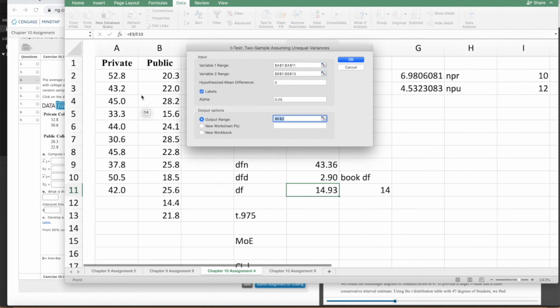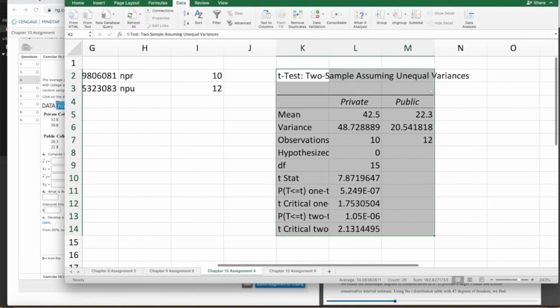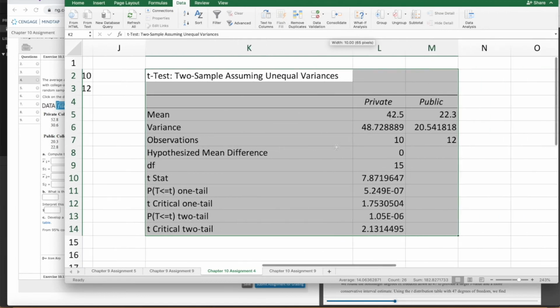I actually have the results preloaded in there, so it's just A1 to 11, and then B1 to 13, that's our data. I included the labels, so the title, so I have to click this box. Alpha equals 0.05 is good because we're doing a 95% confidence interval. So 95% plus 5% is 100%. So if we click OK, those results are going to get stored over here.